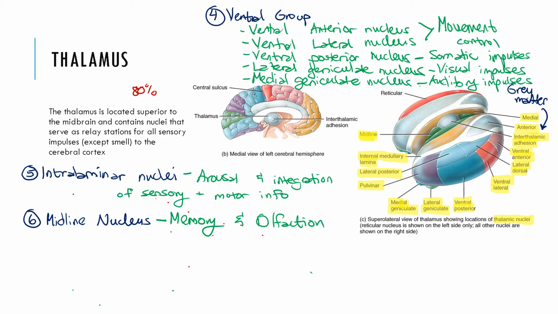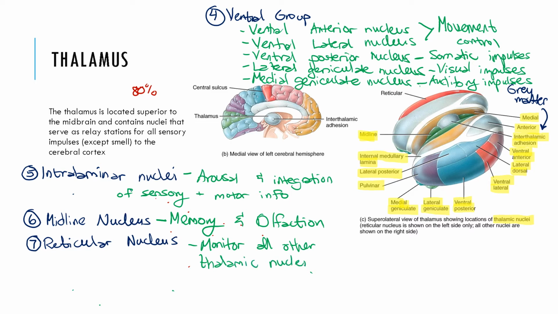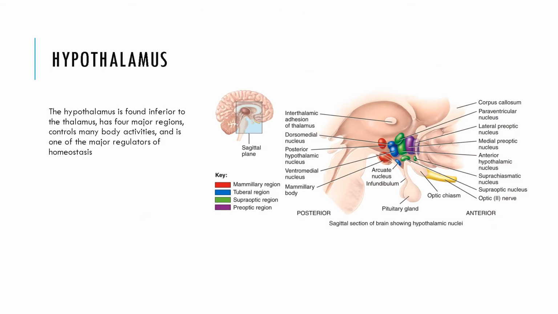And then our last group in the thalamus is the reticular nucleus. This one is going to monitor and filter and pretty much integrate the activities of all other thalamic nuclei. Okay, so those are going to be all the groups within our thalamus. Then we're moving on to the hypothalamus.